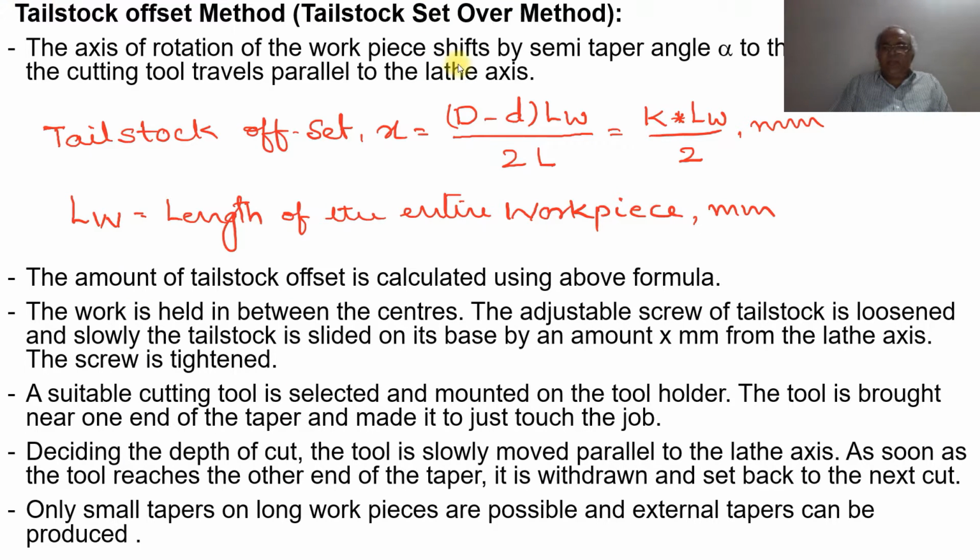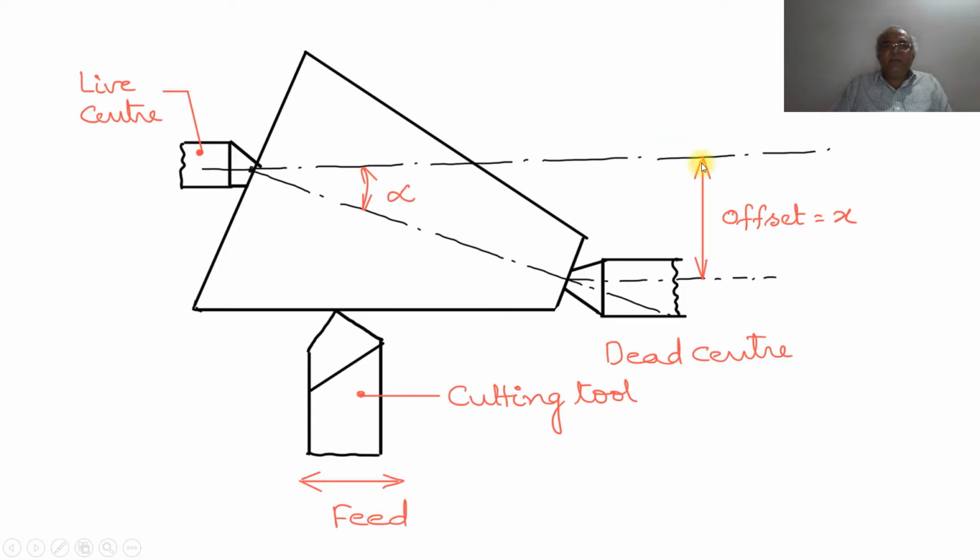Now, in this video, we are going to discuss the tailstock offset method, or tailstock setover method. So, what is the offset? The offset is the distance between the center line of the live center with respect to the center line of the dead center. This distance is called offset, which is equal to small x. And we need to determine this particular value.